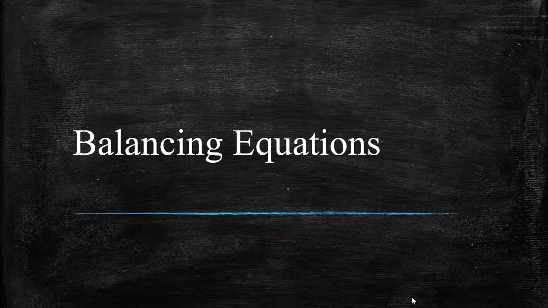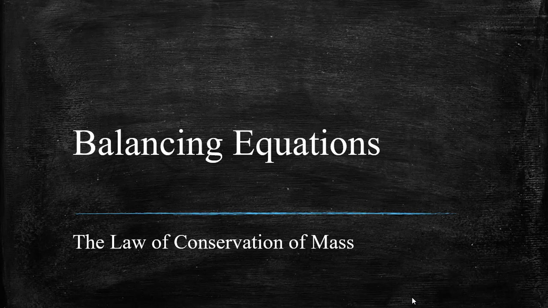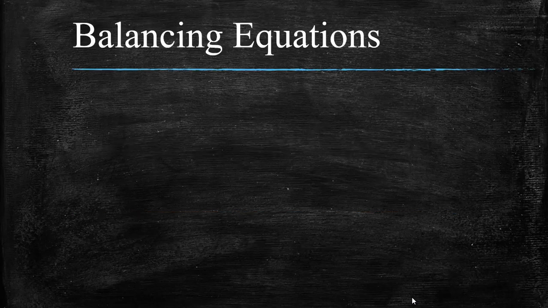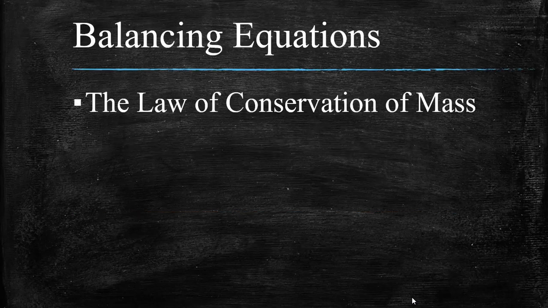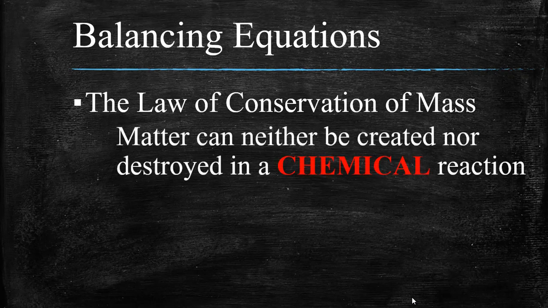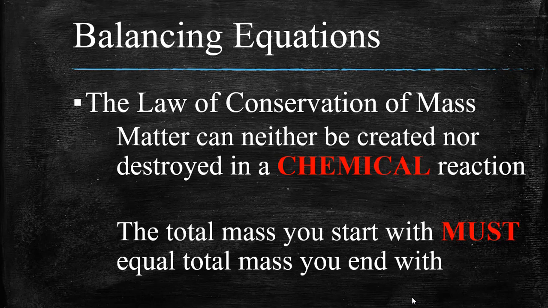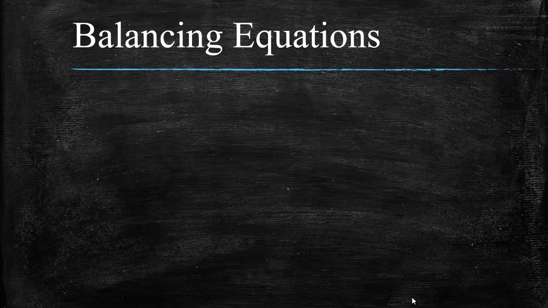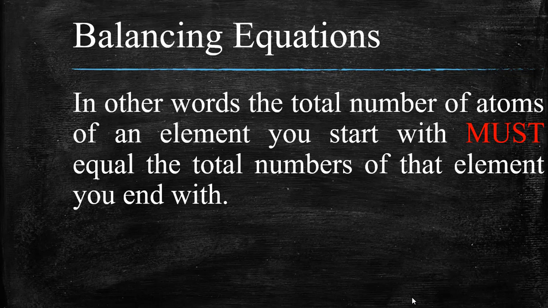Welcome to the section on balancing equations, otherwise known as application of the law of conservation of mass. When you're balancing equations, the law of conservation of mass comes into play. This law states that you can neither create nor destroy matter in a chemical reaction, which means that the total mass you start with must equal the total mass that you end with. Or put it in another way, the total number of atoms of an element you start with must equal the total number of that element you end with.